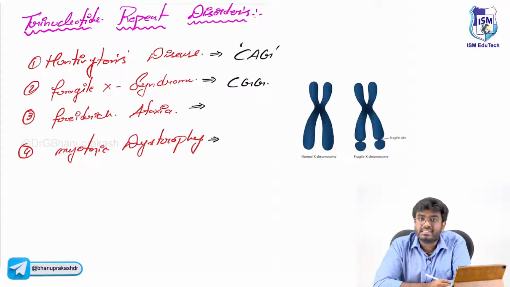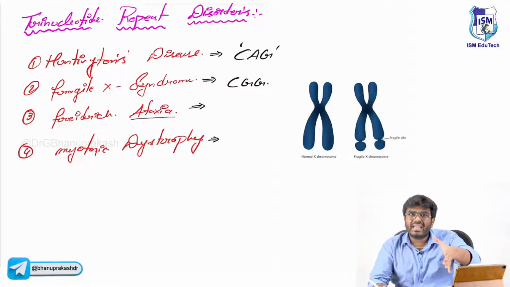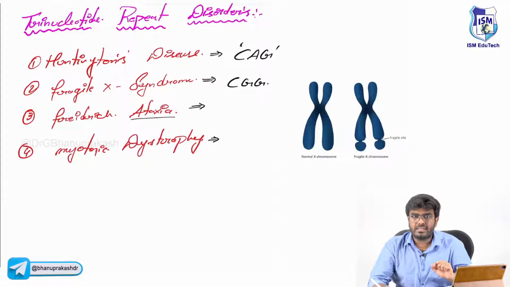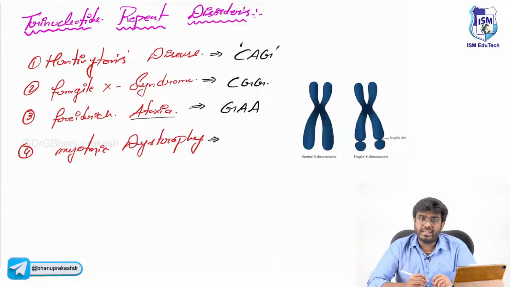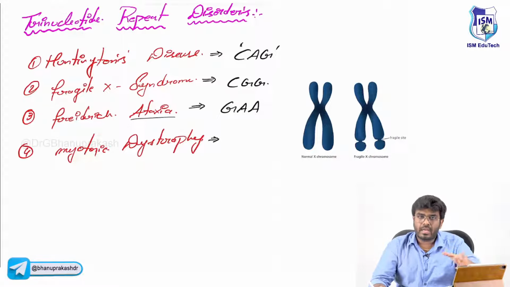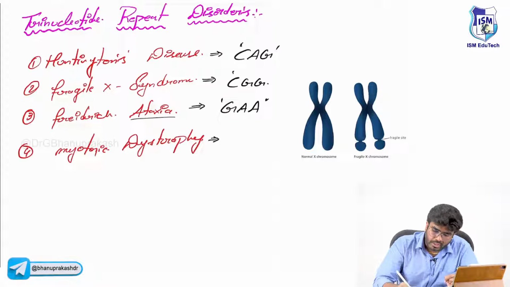Now in Friedreich Ataxia, I used to remember something like this. Ataxia means gait abnormality, so gait is not proper. So here the repeats are GAA. Okay, GAA, gait, right? I used to remember something like that. So GAA repeats are going to occur again and again.